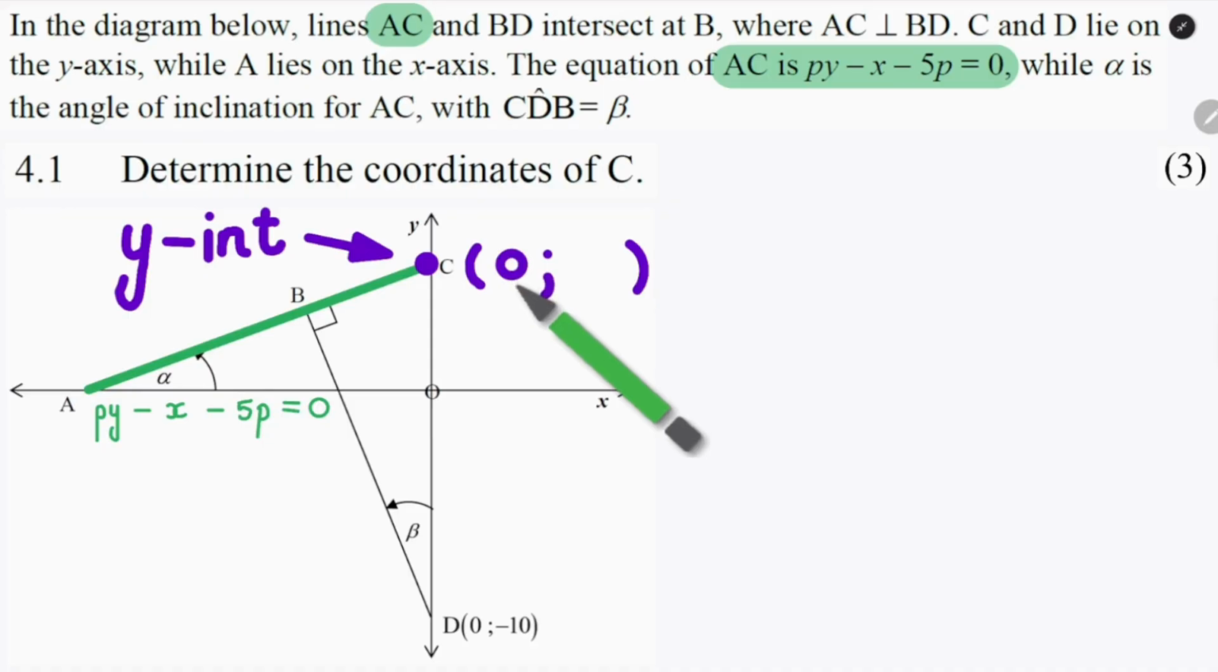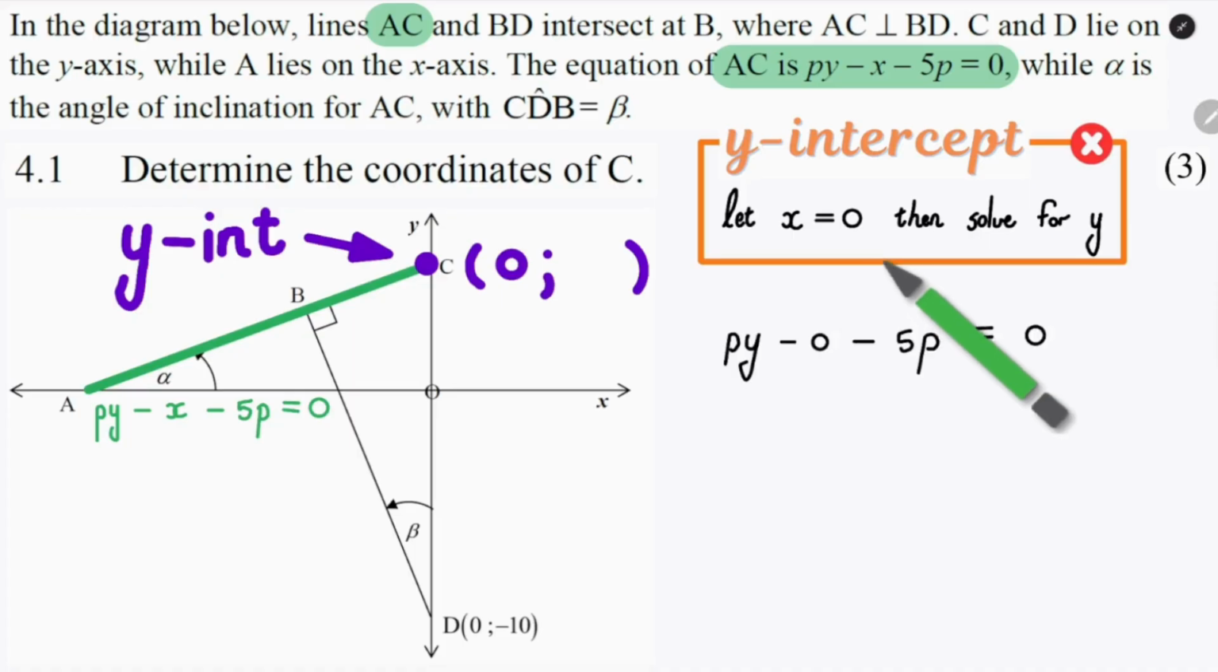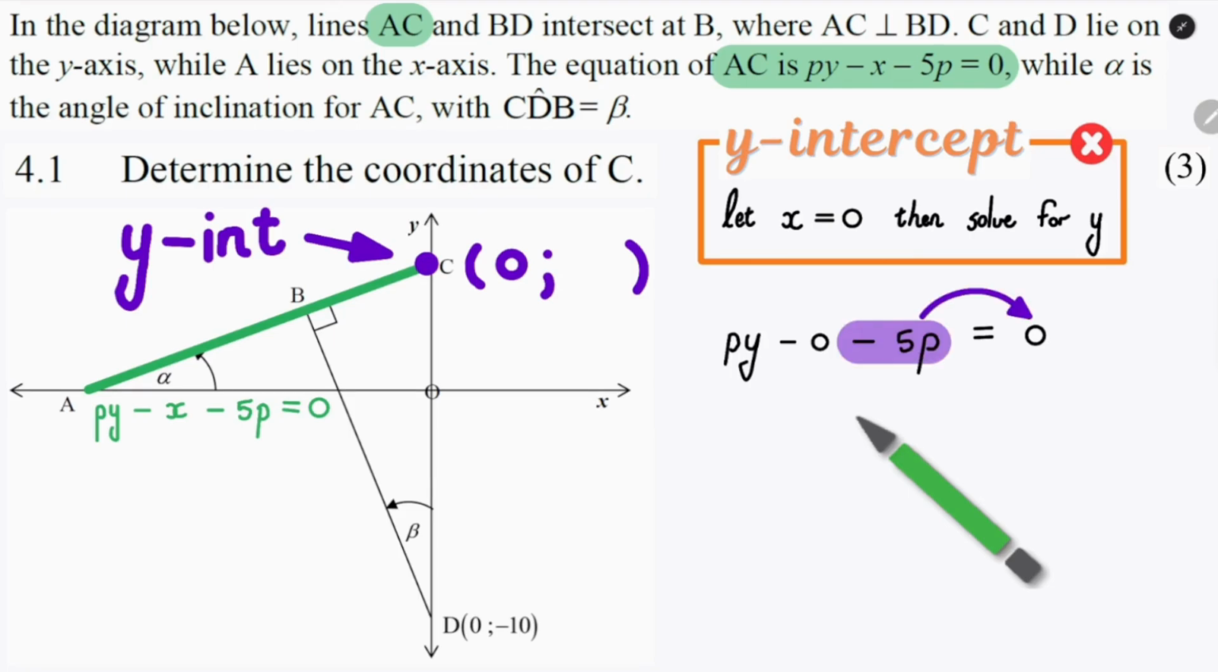We know that the x value is 0, and if we want to solve for it, we let x equal 0 and then solve for y. So we're going to do exactly that. We're going to grab the equation of AC, replace this x with a 0, and then we solve for y. Now to get y on its own, I need to do the following steps. I'm going to move this minus 5p over to the other side. And py minus 0 is just py. It's like saying 7 minus 0 is just 7. So I get py equals 5p.